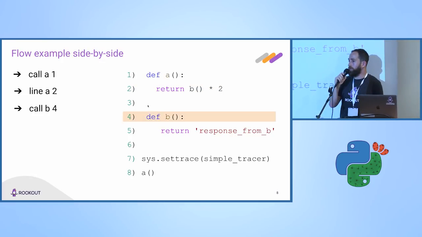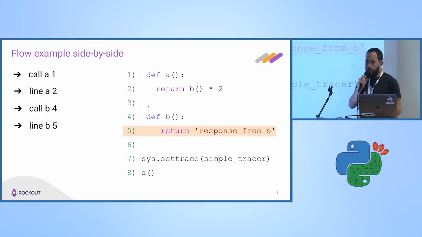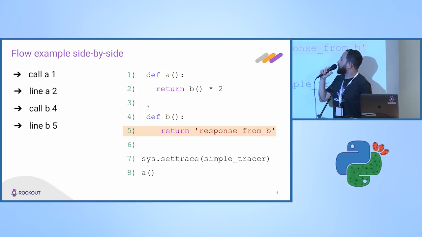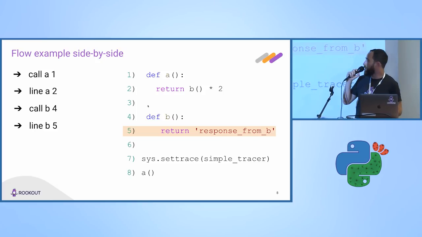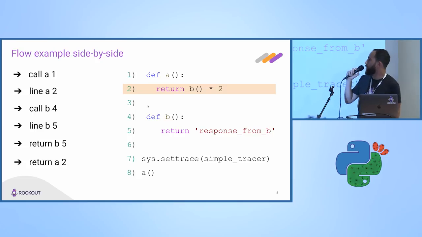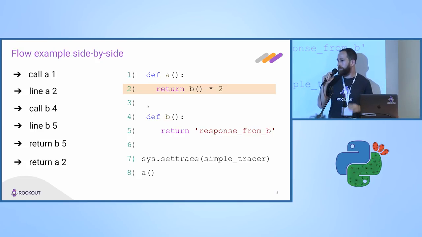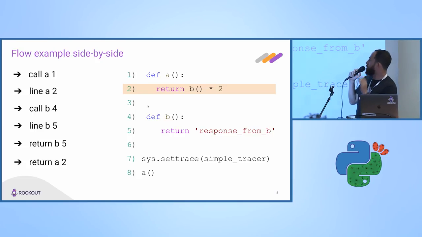Then we get a call event. Function name is B, line number is 4. And a line event. Function B, line 5. And now we're going to see unwinding. Return from function B, line 5. Return from function A, line 2. That's a very brief introduction to sys.settrace.